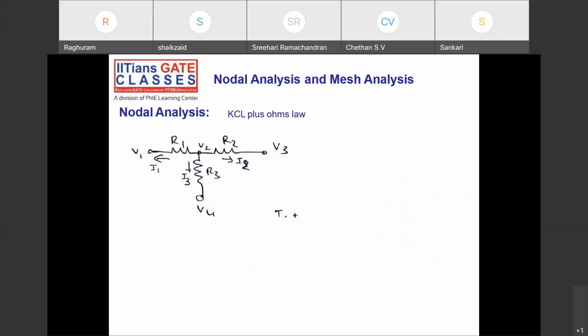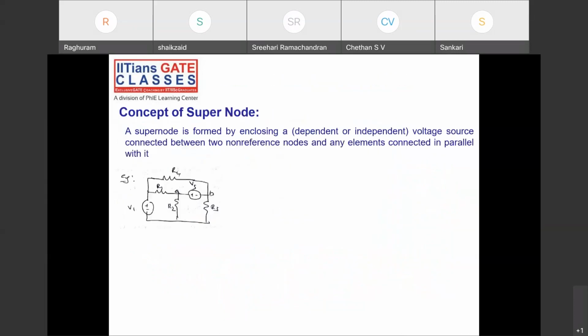Okay, this is an example. Next, there is something called the concept of supernode. There is a concept called supernode. The supernode is formed by enclosing a dependent or independent voltage source connected between two non-reference nodes, and any elements connected in parallel with it.